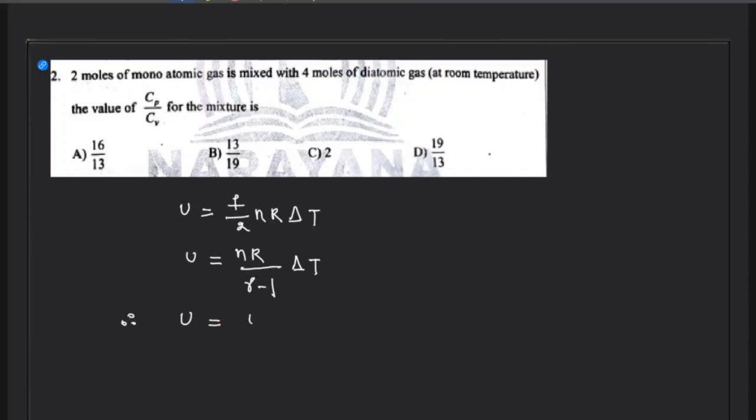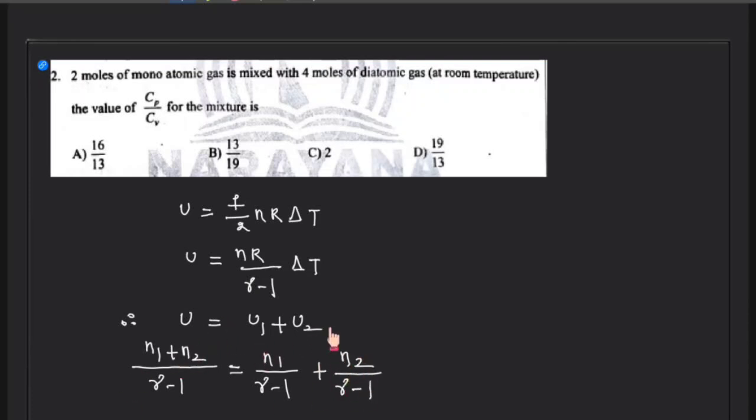So the total energy is equal to U1 plus U2, right? This can be written as N1 plus N2 by gamma minus 1 into R delta T, and here also N1 by gamma minus 1 into R delta T plus N2 by gamma minus 1 into R delta T, which cancels out. Therefore I didn't write it. This is for gamma 1, this is for gamma 2, right? So substitute all the values here, you will get the direct answer. So that is the gamma mixture formula.